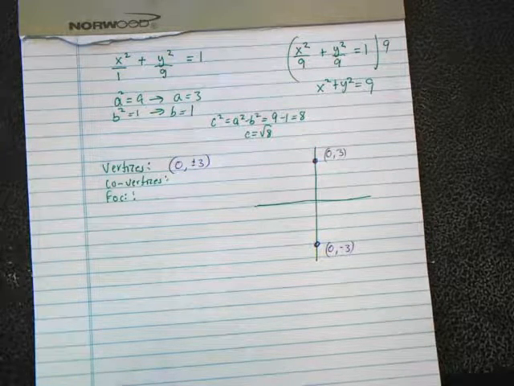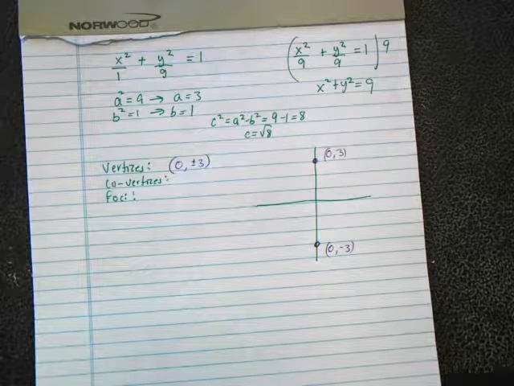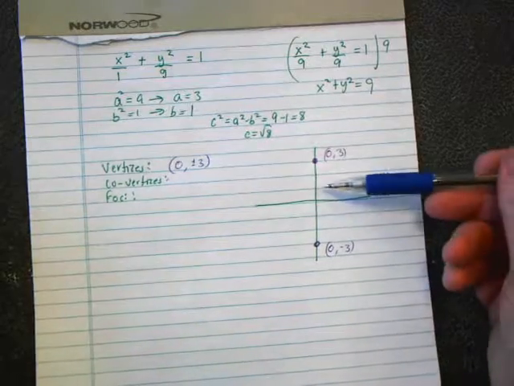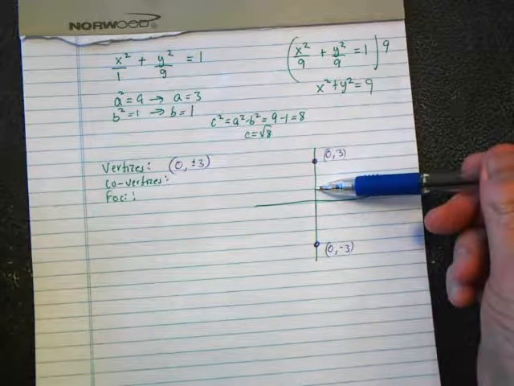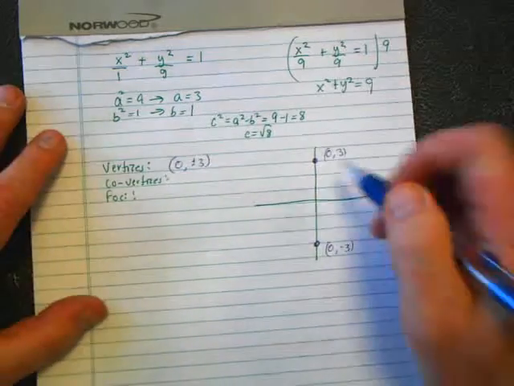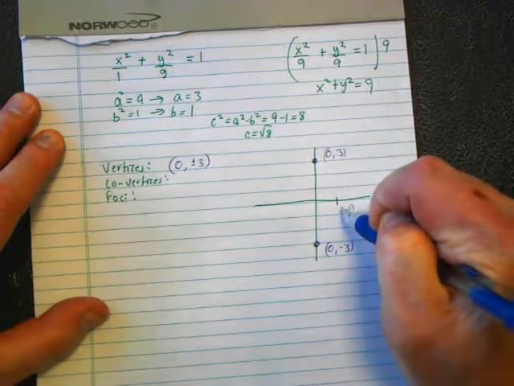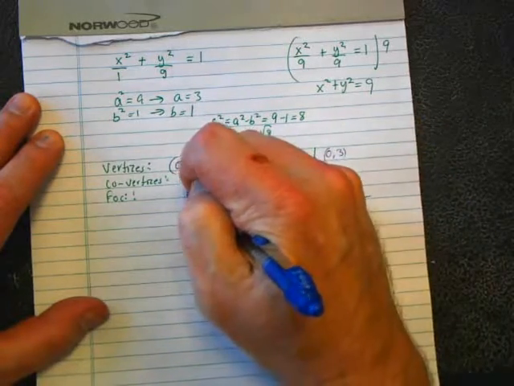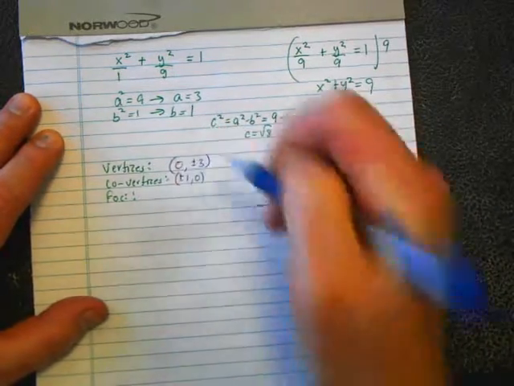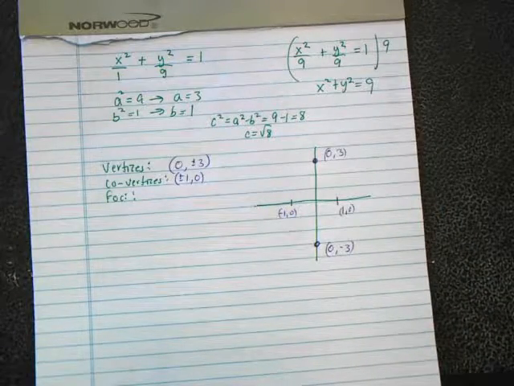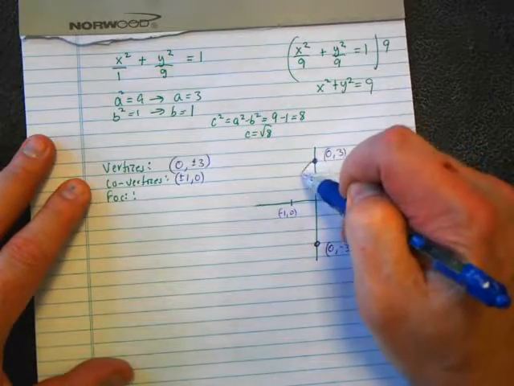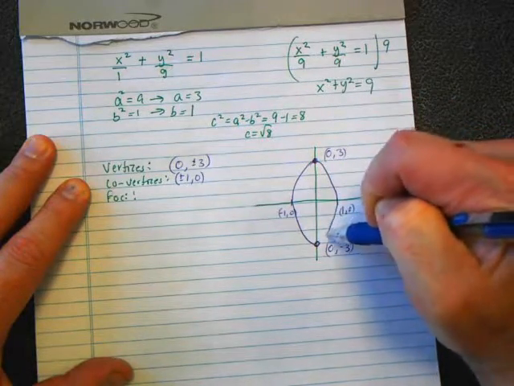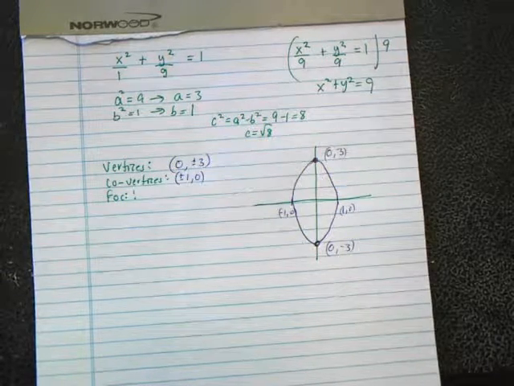How about the co-vertices? Close. 0, 1 would be right here. I don't think you mean right here. Oh, 1, 0. Yeah, 1, comma 0, and negative 1, comma 0, because our B number was 1. So again, I'm going to be lazy and write that as plus and minus 1, comma 0. I can draw my ellipse. That looks pretty good for me.